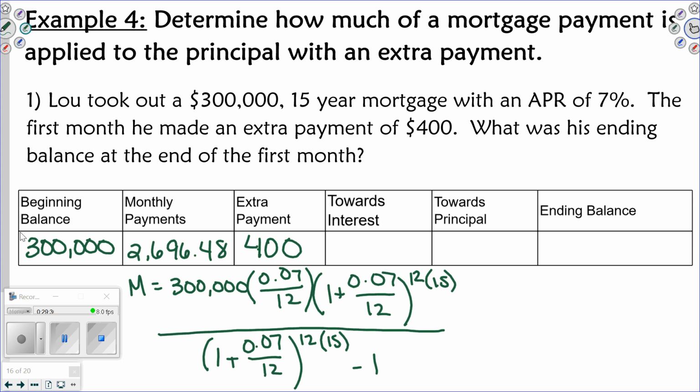How much goes towards interest? How do I find that? Yeah, it's the I equals PRT. So I equals, my principal at this point is still $300,000. My rate, 7%. And my time, 1/12. So how much goes towards interest? $17.50.